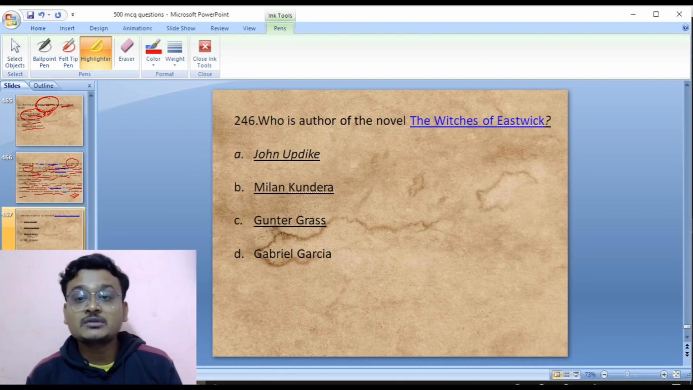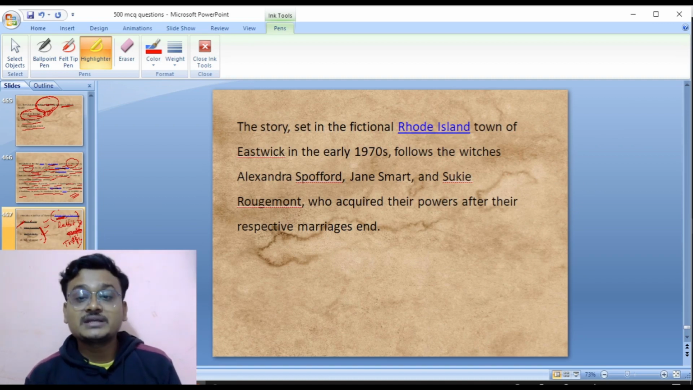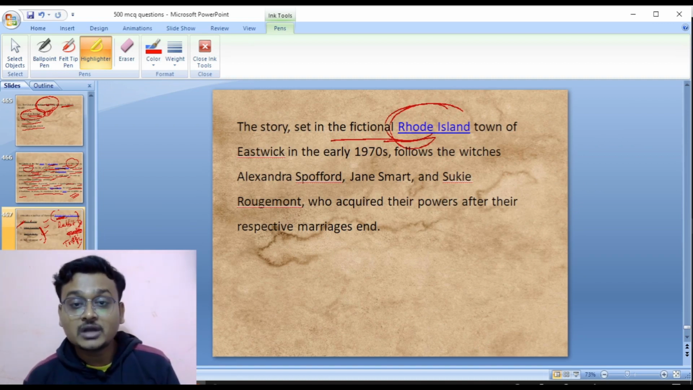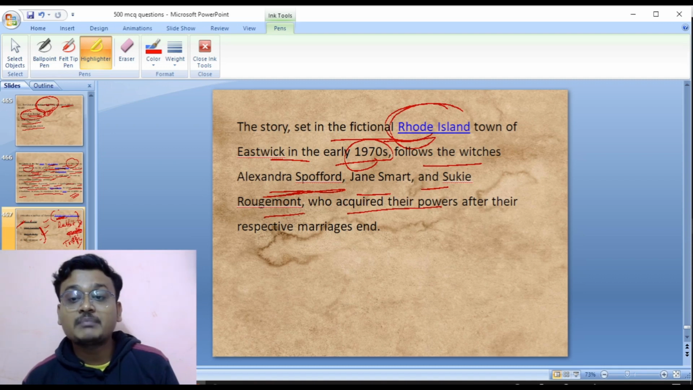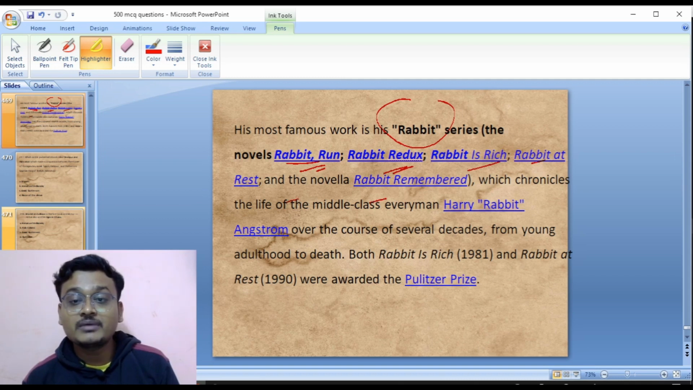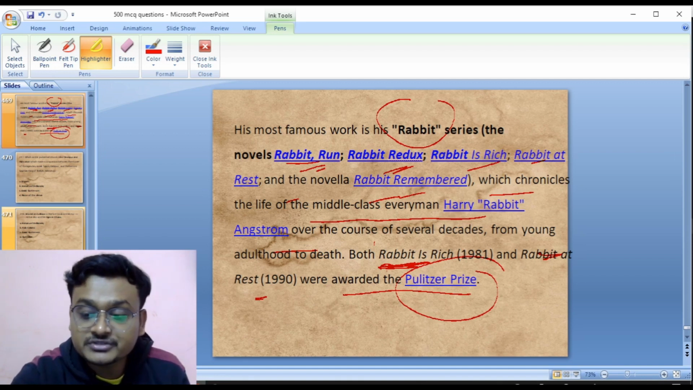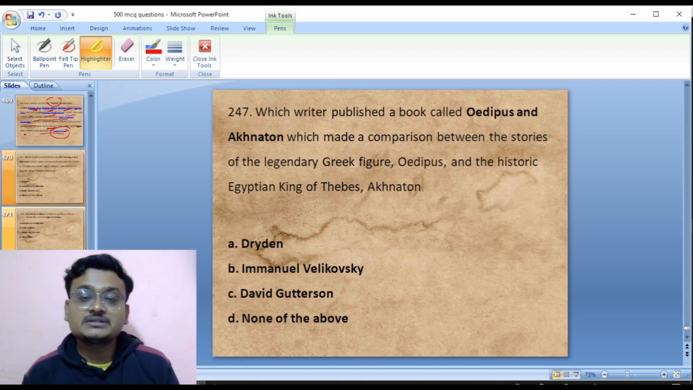Next question: who is the author of the novel The Witches of Eastwick? He has also written the Rabbit series. The story is set in the fictional Rhode Island town of Eastwick in the early 1970s. It follows the witches Alexandra Spofford, Jane Smart, and Sukie Rougemont, who acquired their powers after their respective marriages. His famous work is the Rabbit series: Rabbit, Run, Rabbit Redux, Rabbit Is Rich, Rabbit at Rest, and the novella Rabbit Remembered, which chronicle the life of the middle-class everyman Harry Rabbit. Rabbit Is Rich and Rabbit at Rest were awarded the prestigious Pulitzer Prize. So the Rabbit series was written by John Updike.